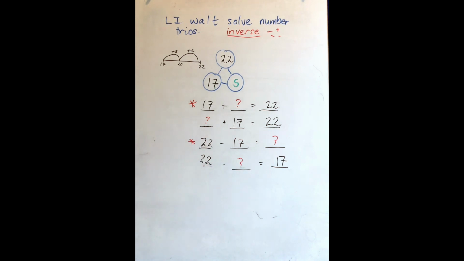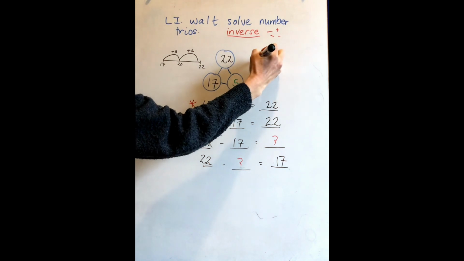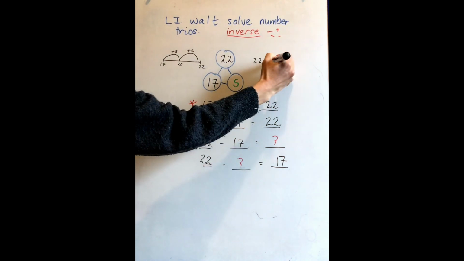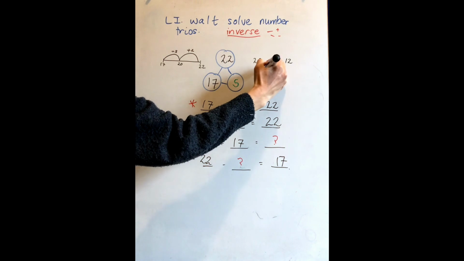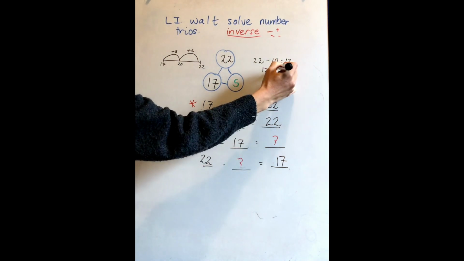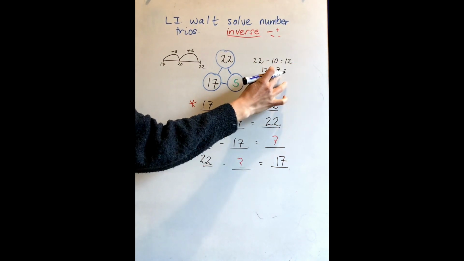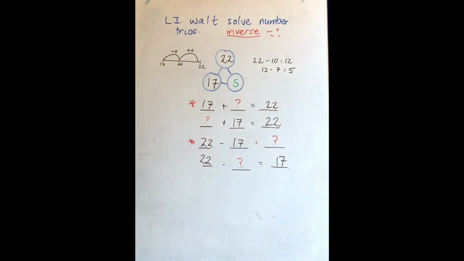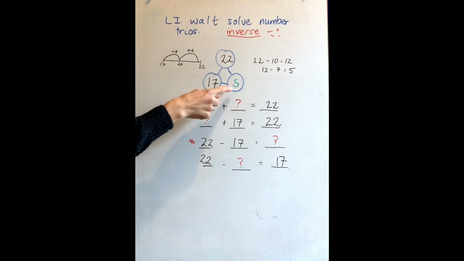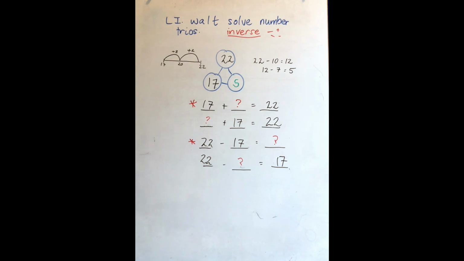Okay, and we can double check with our taking away. So again, we could take away, we have 22, we're going to take away the 10, we'll end up with 12, and then it'll be 12 take away the units, which is 7, and if I count back 12 take away 7, I'm going to end up with 5 again. Okay, so we have our two options. Because of the inverse relationship between adding and taking away, if I know an adding fact or a subtraction fact, then I can work out the opposite, the inverse. Okay, so that is how we solve a number trio. Very good.